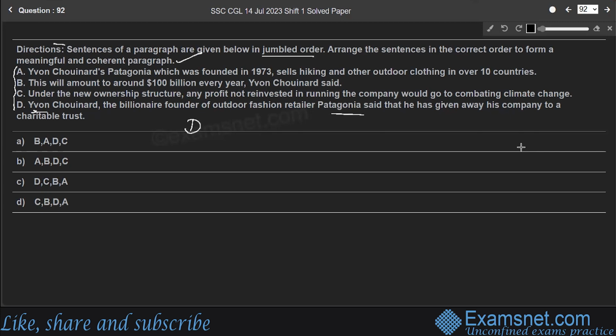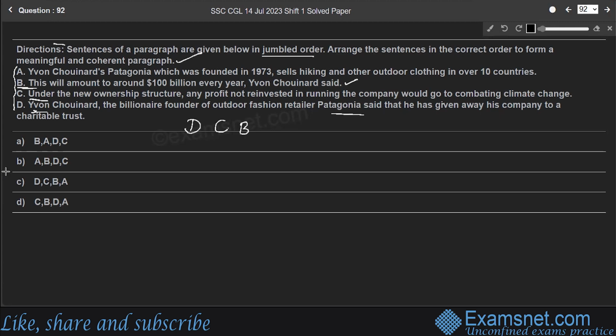So we'll start with D, right? The next sentence should support the previous sentence, so we'll go for sentence C. Under the new ownership structure, any profit not reinvested in running the company would go to combating climate change. So this sentence supports the previous one. Next comes sentence B, which supports the previous sentence: this will amount to around $100 billion every year, Yvonne Chouinard said, right?